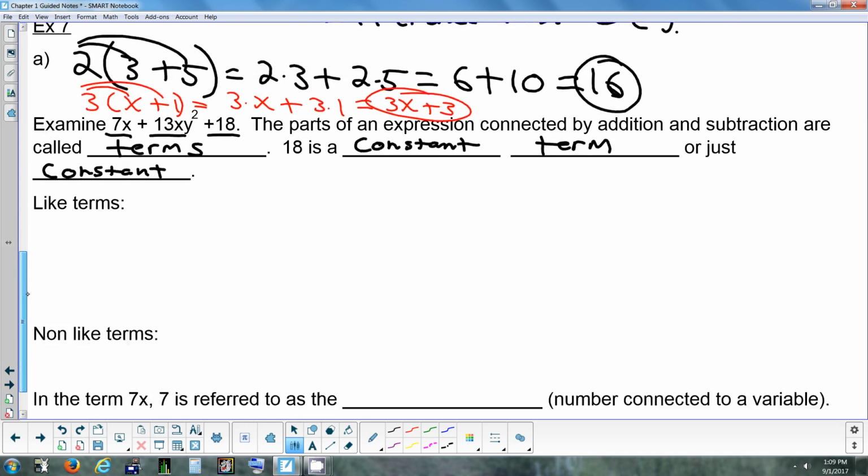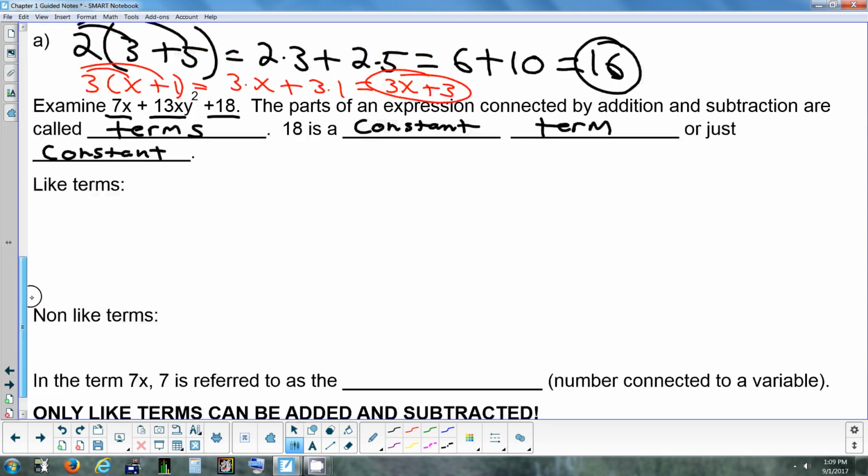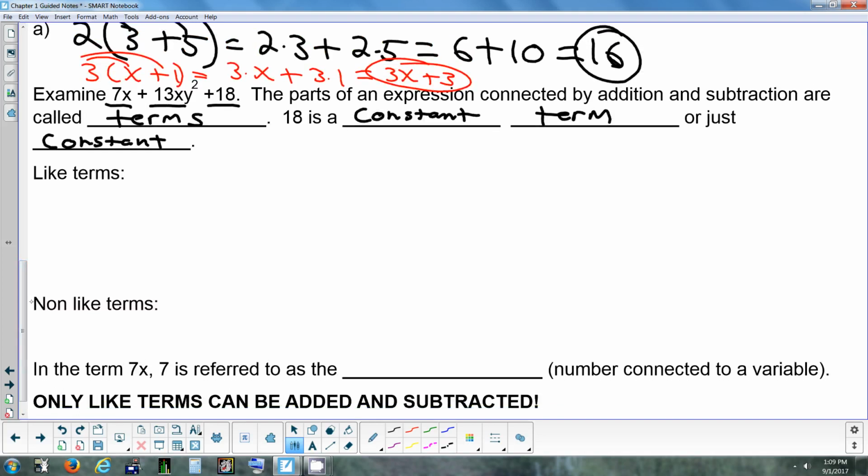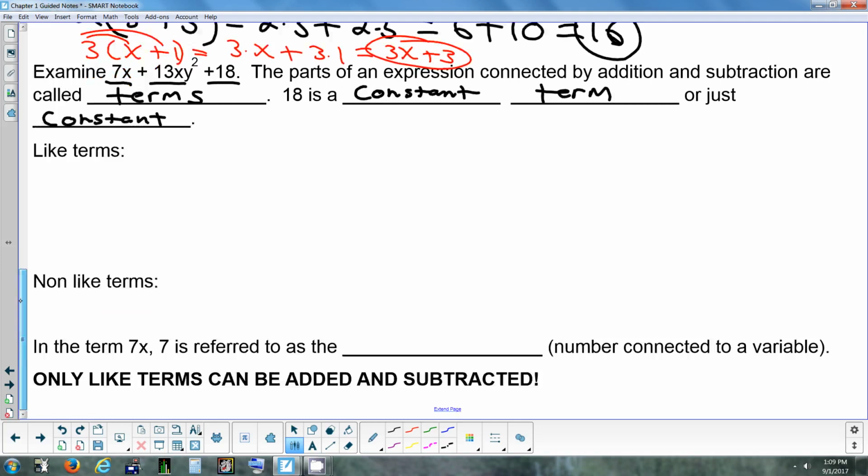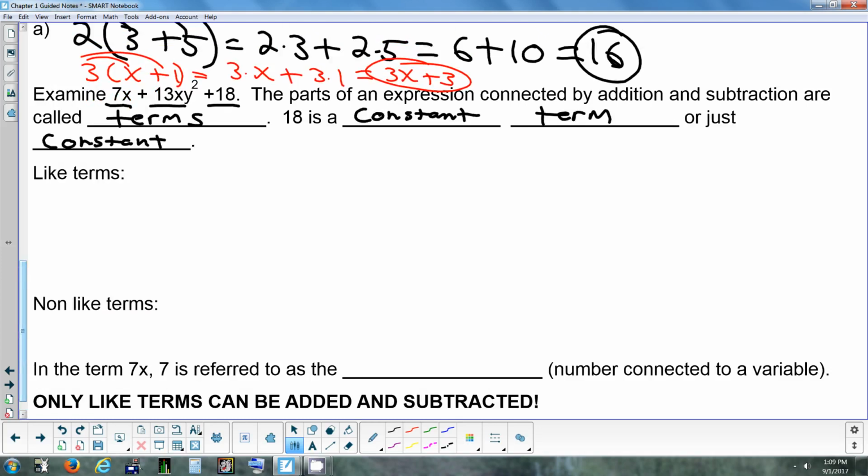Why would we call it a constant, guys? Why does that make sense? There's no variable with it, right? 18 is 18, you can't change it. It is what it is. But if you apply a variable to it, if you were to plug something into that variable, it might change. So a constant is something that cannot change, usually a number.